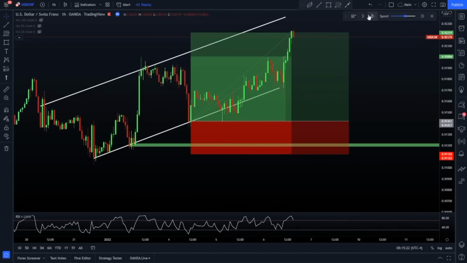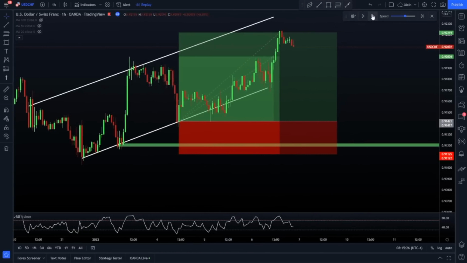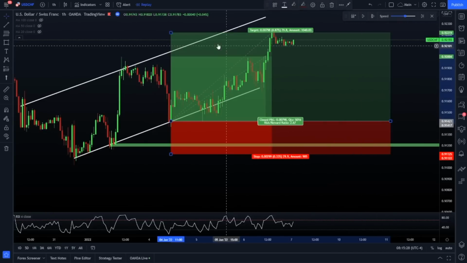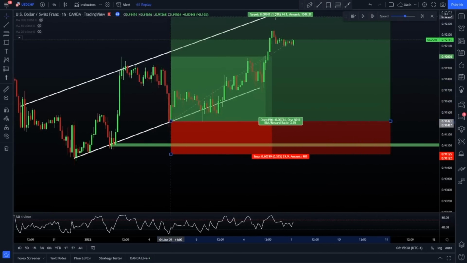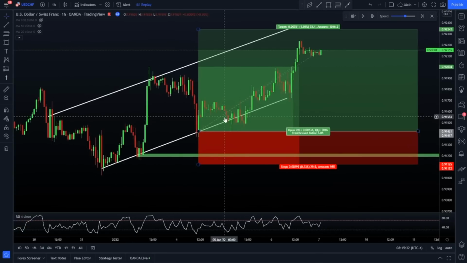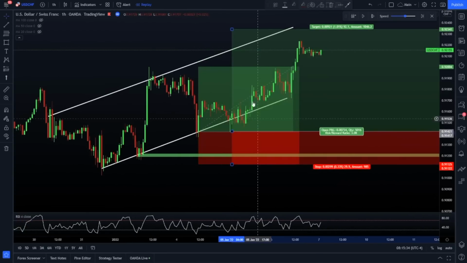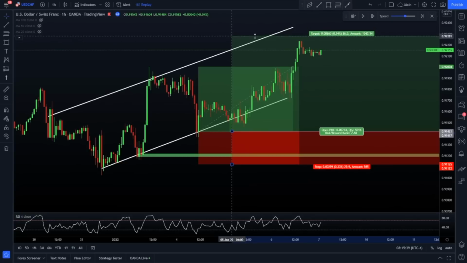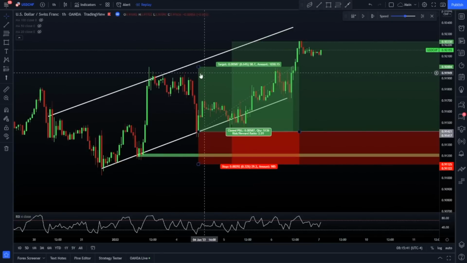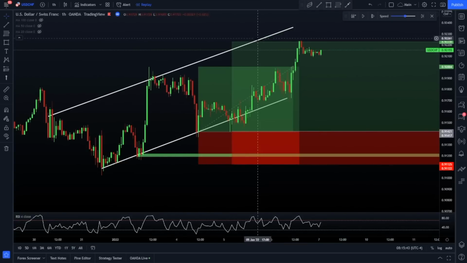If this thing does continue on, which it does in this case, let's say that we're really looking for an extension. Do we get it? I mean, this is a greedy attempt to try and get all the way up to like here. Because again, now we're talking about targeting the top of the range, which is another option, right? Traders have different approaches to how they take profits. Sometimes people will just target the previous high. Some people will target the top of this range.